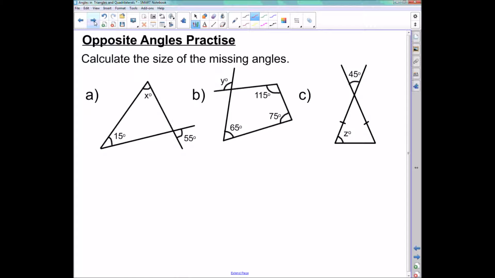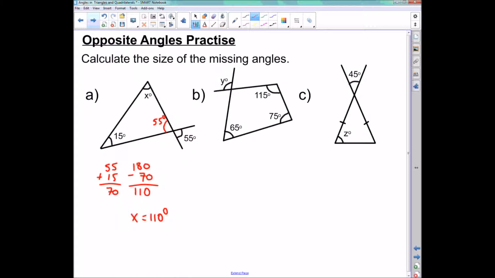So first off at A, hopefully you spotted that this angle here was opposite to 55. And now I'm going to treat it like a triangle question. 55 and 15 add together to make 70. 180 take away 70 is 110. So X is 110 degrees.